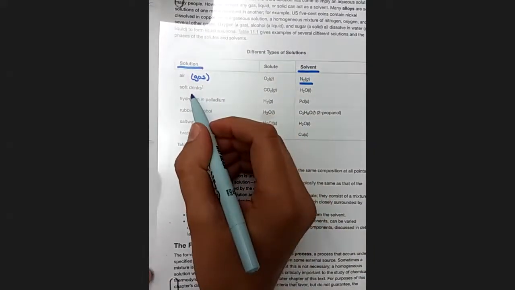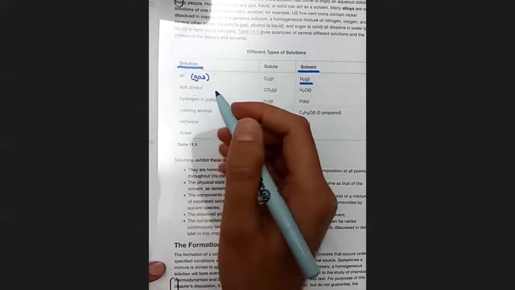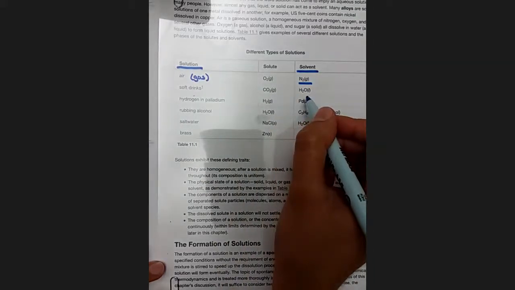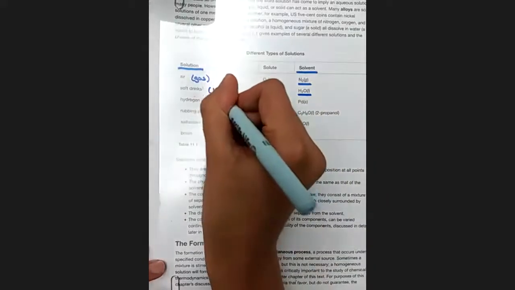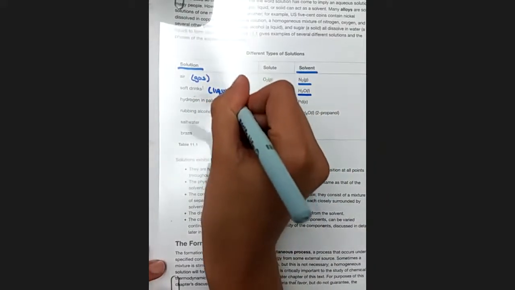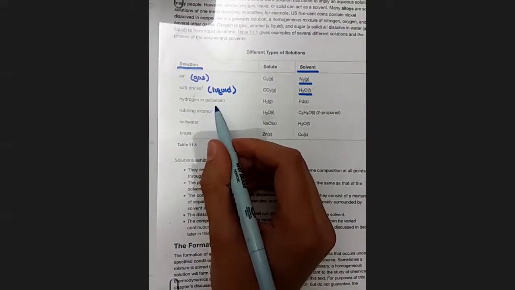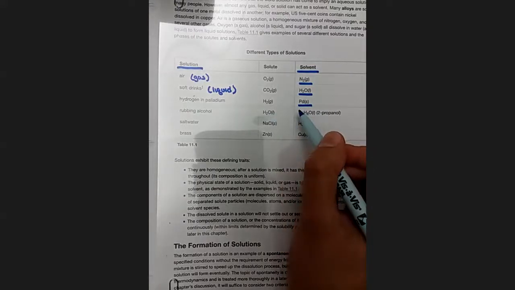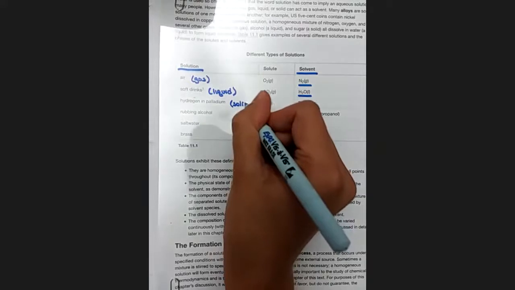Here's one, soft drinks, or pop as we call them here. Soft drinks are liquid, and they are a solution of carbon dioxide gas dissolved in water liquid. This is a liquid, and this is a liquid. So we can also have solid solutions. So here's one, hydrogen dissolved in palladium. Palladium is a solid, and hydrogen gas can be dissolved in it. So this is going to be a solid once it's dissolved.